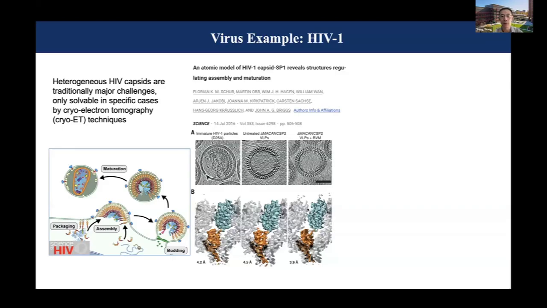This is almost a landmark work by John Briggs' group, really almost pronouncing the arrival of high resolution cryo-ET. That was done almost 10 years ago. John's group got this down to 3.9 angstrom. Really, you can build side chains and atomic models into this type of density.